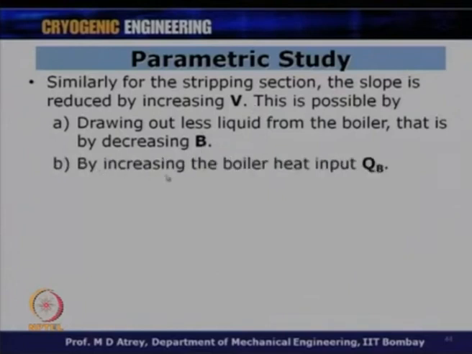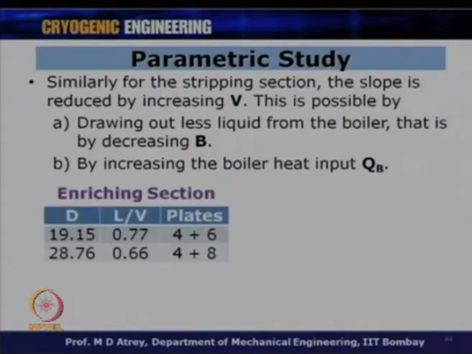The other way is by increasing the boiler heat QB, or either supply more heat, and therefore, V will increase. More and more liquid will get vaporized, and therefore, as a result of this, L by V will decrease. So, depending on what we just saw in the Excel sheet, I am just summarizing here. What did we see? We saw that if my D earlier was 19.15, corresponding to this, my L by V was 0.77, and the number of plates therefore were 4 and 6, 4 in the enriching section, 6 in the stripping section.